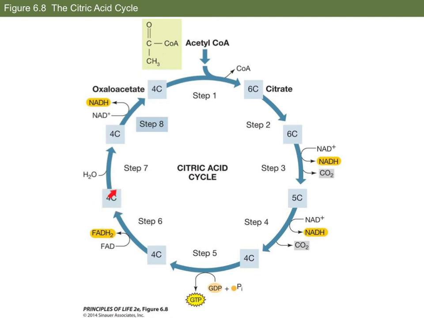As the substrates get acted upon by these enzymes and become products, and then that product gets acted upon by the next enzyme, this process will continue until you get your final molecule, which is called oxaloacetate. That 4-carbon oxaloacetate will then join with a new molecule of acetyl-CoA to keep this cycle going and continuing.